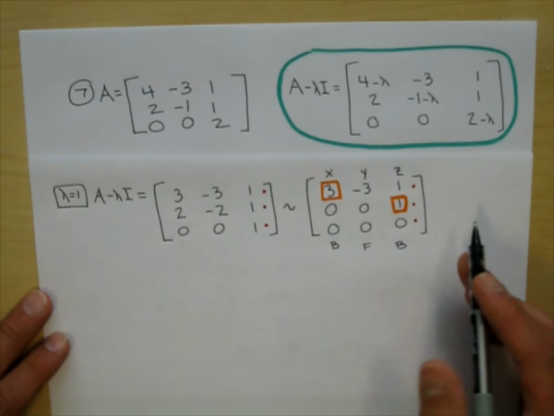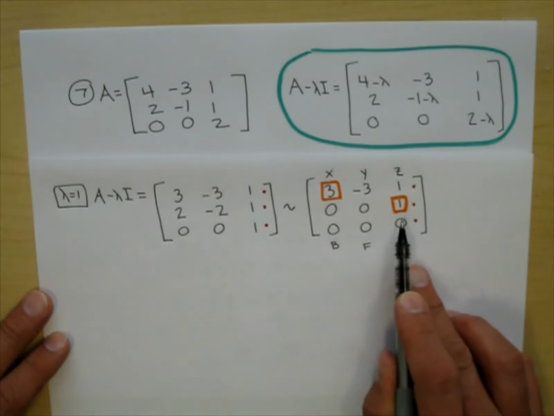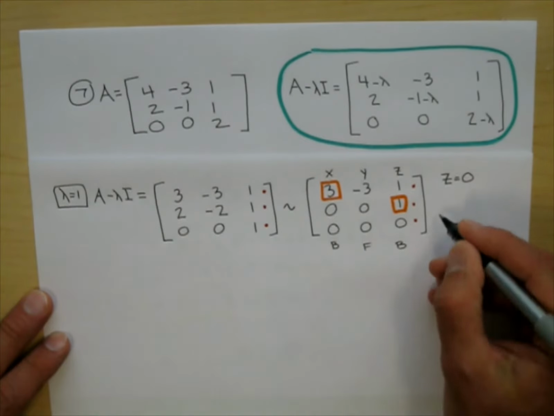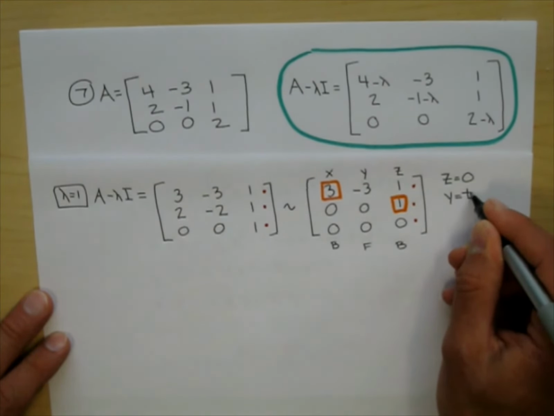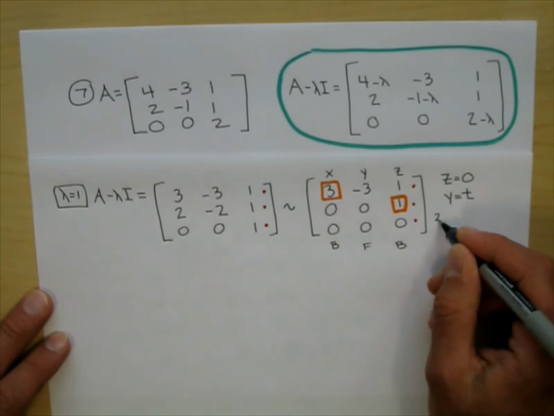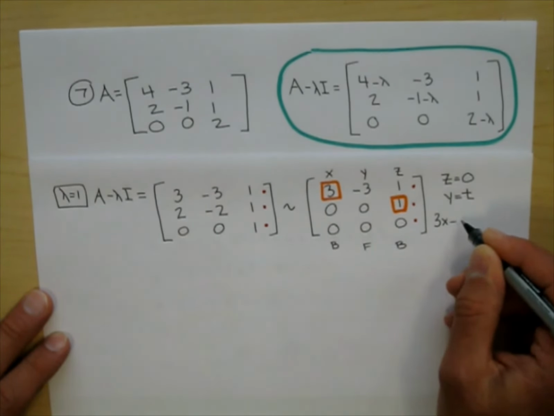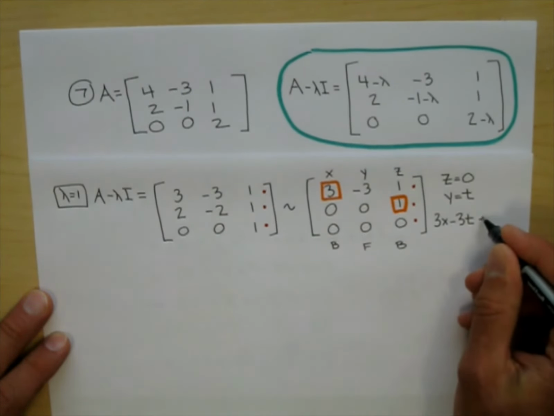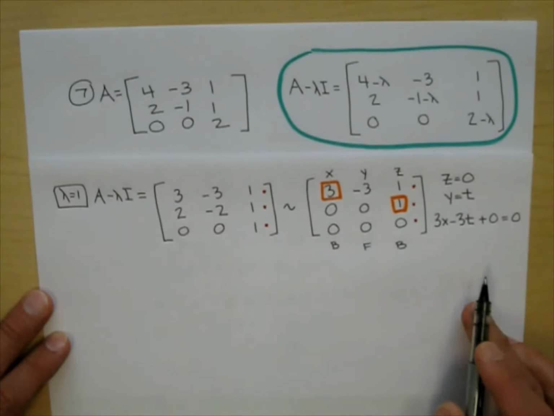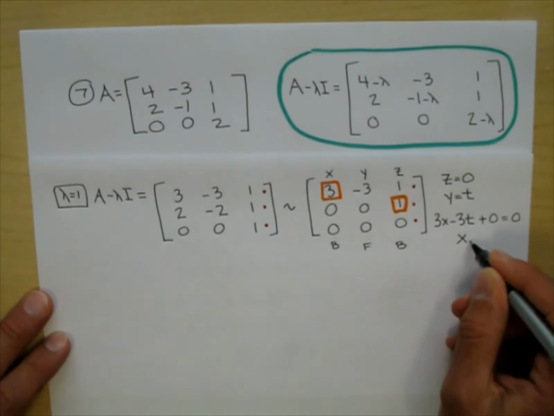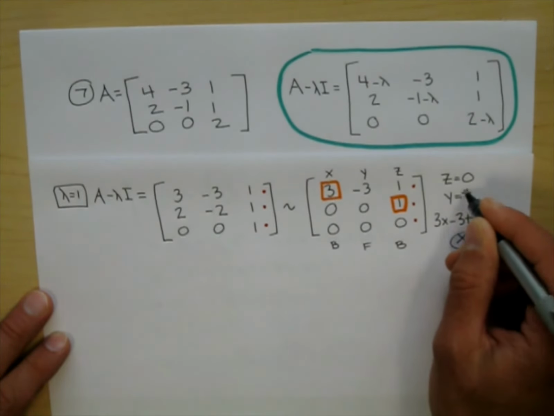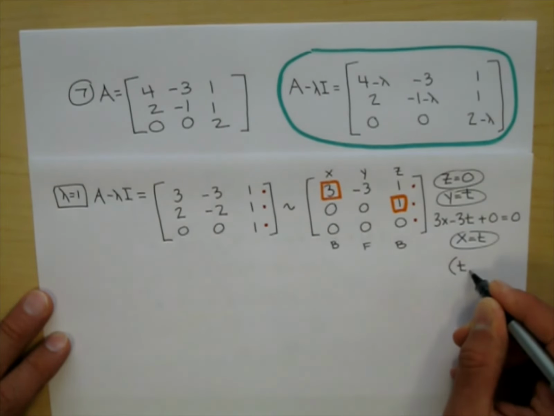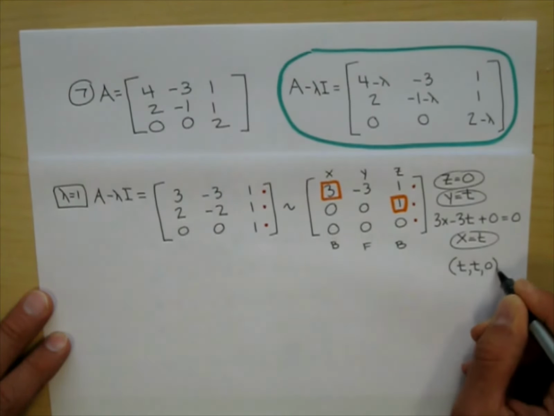And let's go ahead and see what we have here. The second equation says z equals 0. Y is free, so y is t. And then the first row says 3x minus 3y, so minus 3t, plus 0 equals 0. If you solve for x, you end up getting x is t. So for your set of eigenvectors, you have t, t, 0.